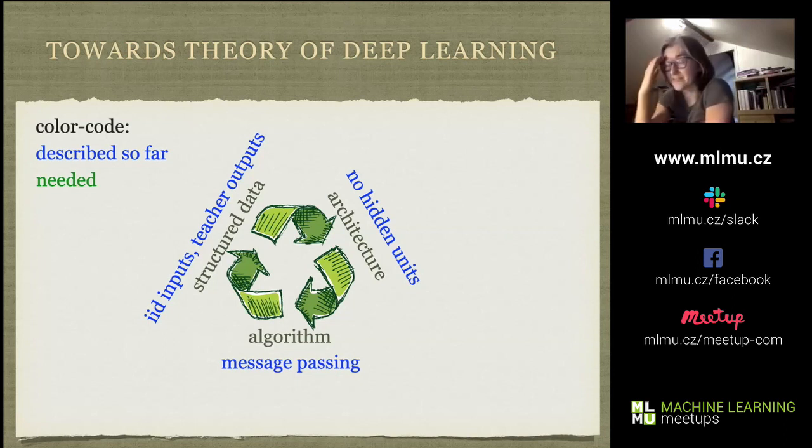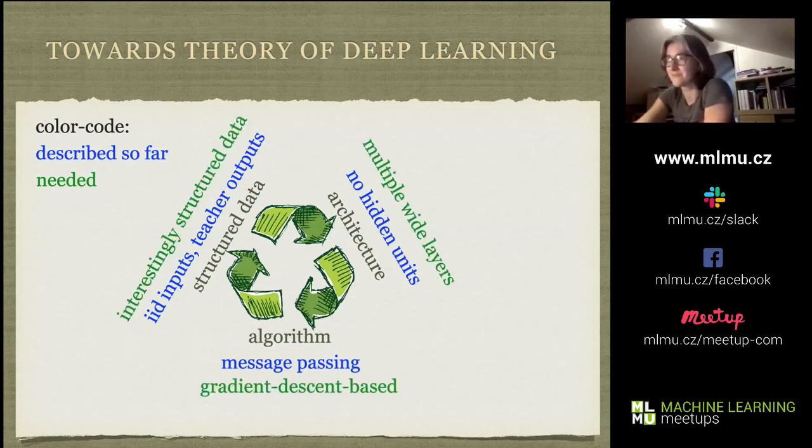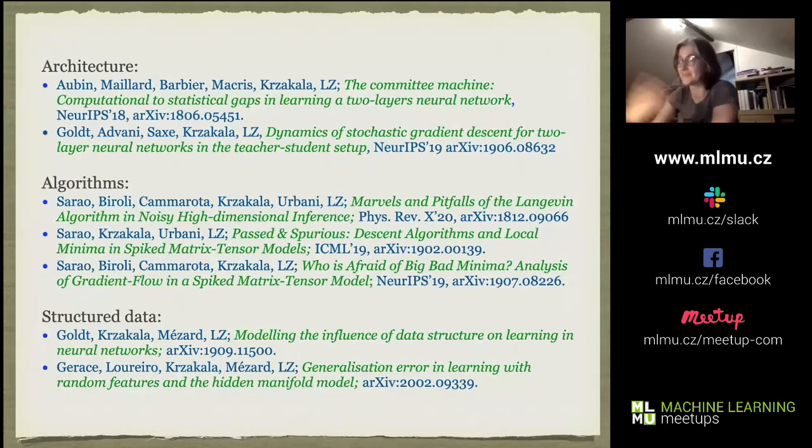And the structure in the data, there was no structure, right? I just started with the input being IID noise, so no pictures, nothing whatsoever. So we would want to go to something more realistic, right? And so multiple wide layers and the gradient descent based algorithms as everybody is using them, and interesting structured data, understanding how the structure is actually influencing whether or not we can learn efficiently. And so this is what we are doing, but it's time to conclude, at least in this talk.